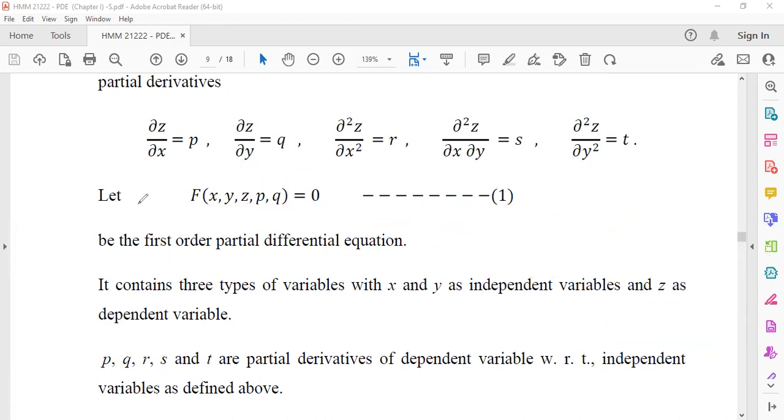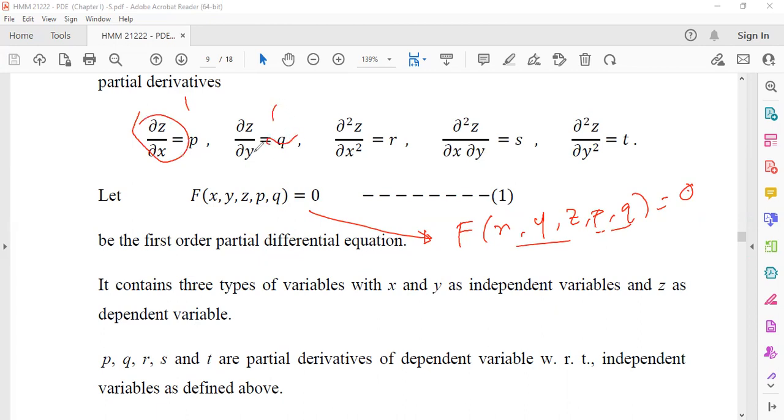So this will be the general form: a function of x, y, z is there, and p, q also should be there. If only these terms are there, because p is an order one term and q is an order one term, only one term each, then this can't be there, this can't be there. So if only these terms are available in a partial differential equation, we call it a first order partial differential equation.